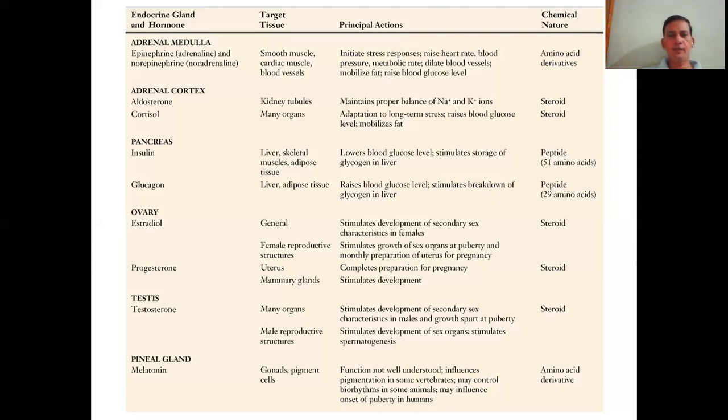There's another gland which is called the pineal gland. This pineal gland secretes melatonin. So the target is the gonads and the pigment cells. So the function of this melatonin is not well understood. However, it is believed that in some vertebrates it influences the pigments and may control biorhythm in some animals. And it may also influence onset of puberty in humans. And this is also an amino acid derivative.